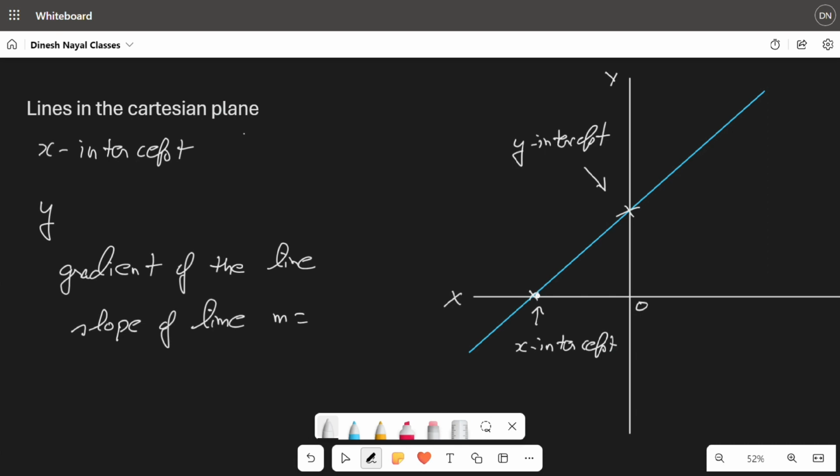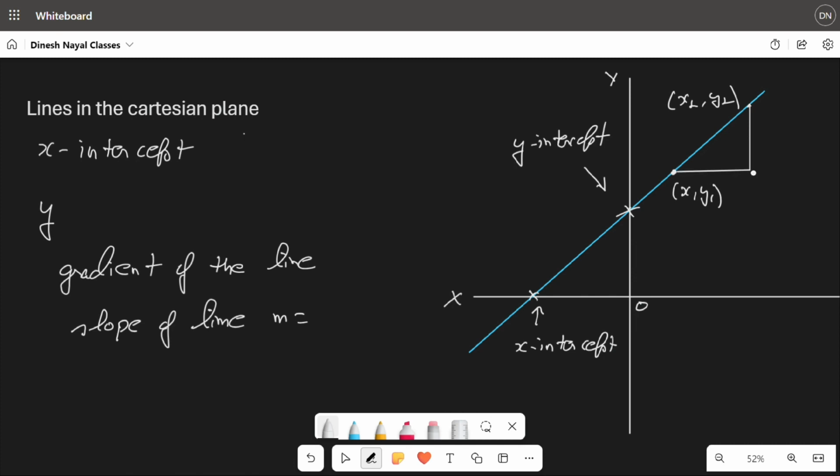If we take these 2 points, this point and this point, the y interval upon the x interval will be the slope. Or you can take any 2 points on the line. Suppose the coordinates of this point are x1, y1, and for this point the coordinates are x2, y2.